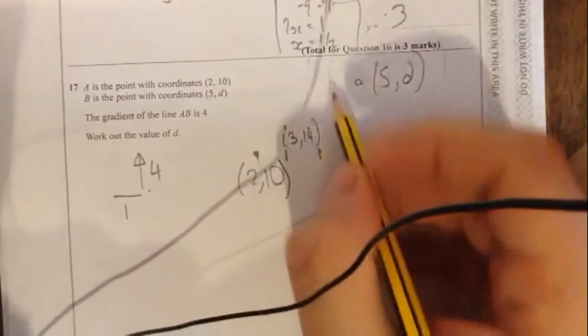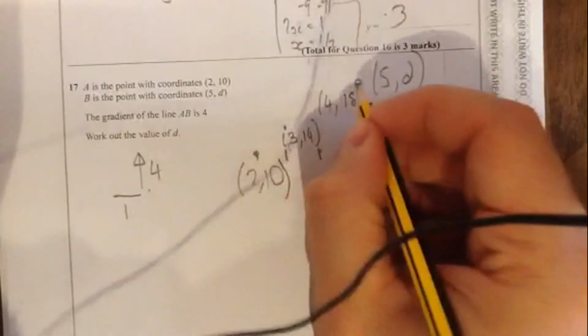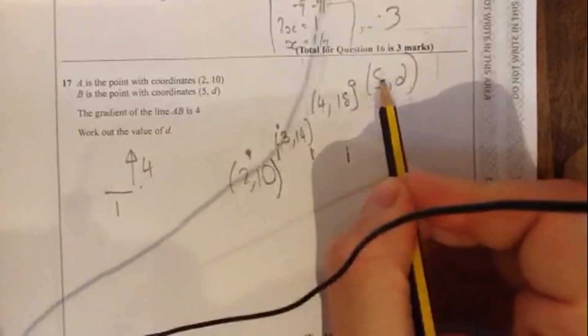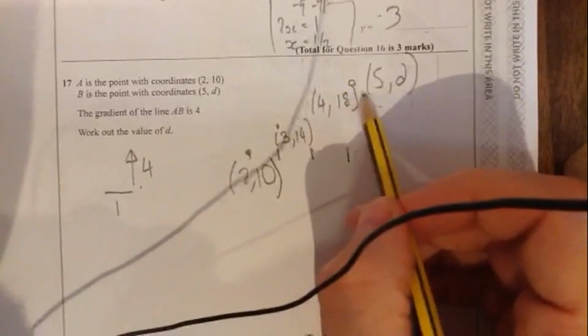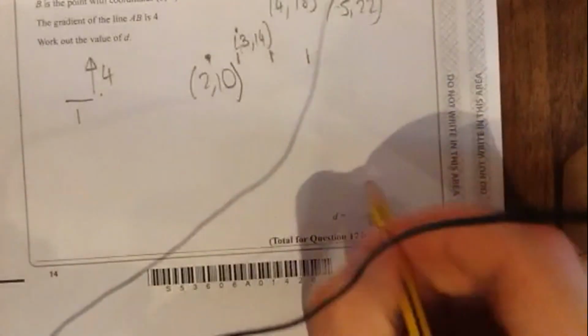For 1 across, we go 4 up. So it's going to be 4, because that's my 1 across. And then 4 up makes it 18. And if we go 1 across now, we've hit 5, which is lovely. 18 plus 4 is 22. So it's actually going to be 5, 22. And that's my answer. 5, d is 22.